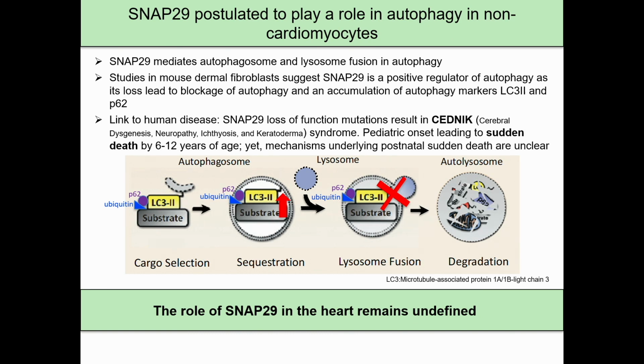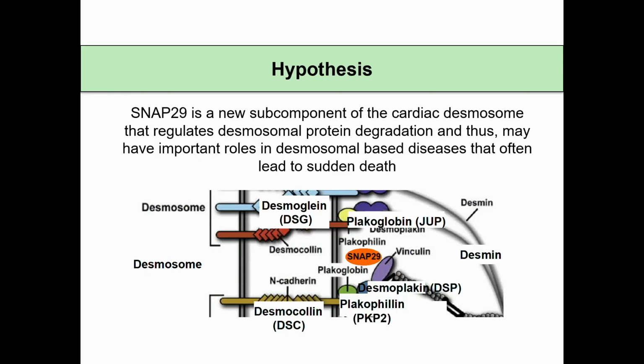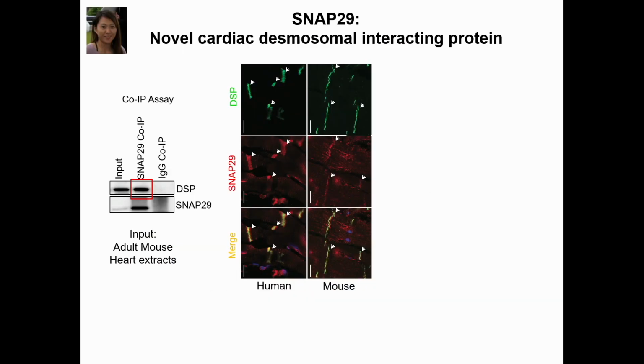So as I mentioned, no one really knows the role of SNAP29 in the heart. It remains undefined, and so we really sought to go after understanding it. And we hypothesized that it could be a new subcomponent of the cardiac desmosome that regulates desmosomal protein degradation because of its role in autophagy, and it may lead to sudden death. And so these are some studies that validated this new protein.